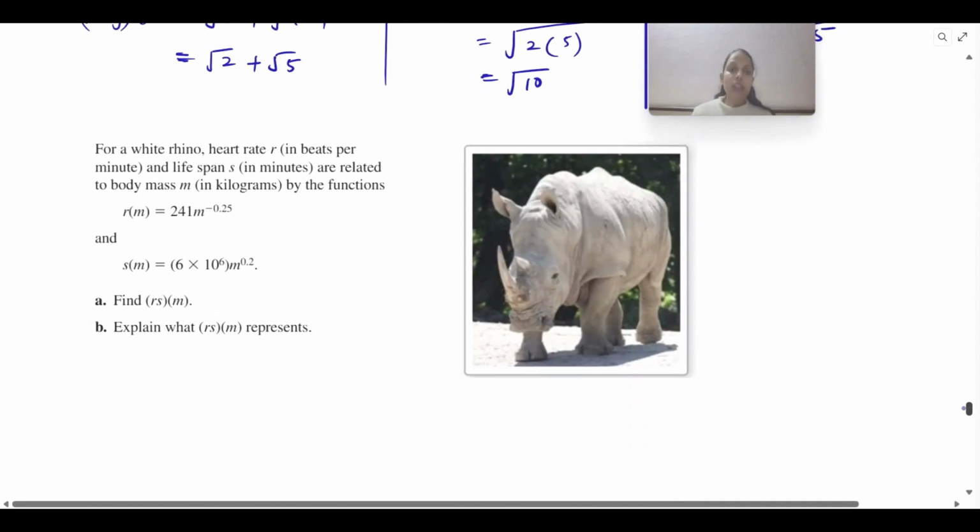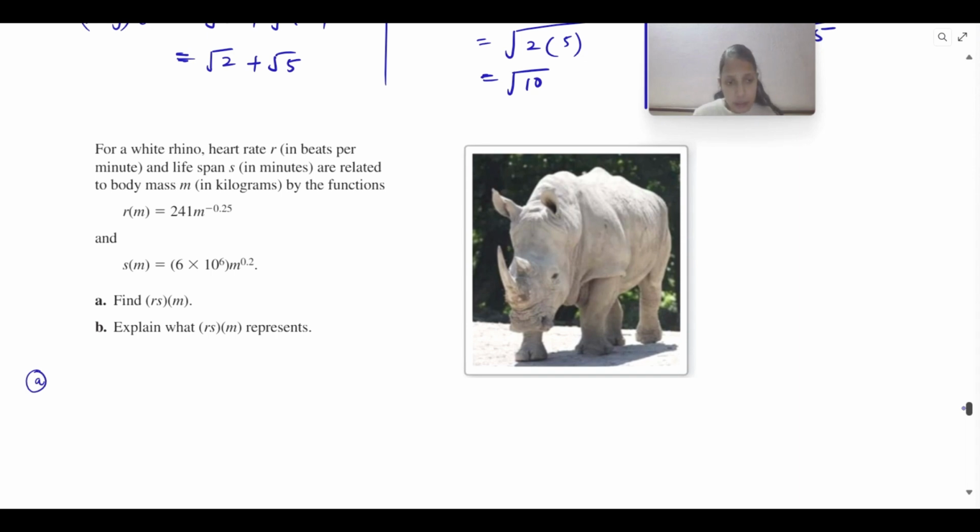Now we have a question. It says the heart rate in beats per minute and the lifespan s in minutes of a white rhino are related to the body mass by the function Rm. Okay, R is the heart rate. M is the mass. This is the function, how it's spent. The heartbeat is dependent on this and the lifespan is this. The question is saying, part a, find Rs at M. R is a function of M. S is a function of M. I have to calculate the multiple function.